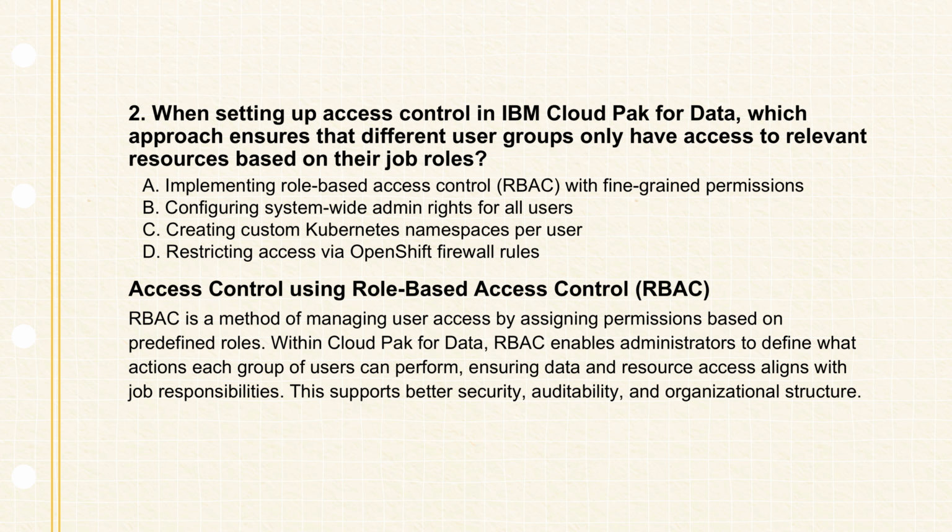Okay. Question 2 moves to access control, security. Always important. Scenario: you're setting up security in Cloud Pak for Data. The question, what's the best way to ensure different user groups only access resources relevant to their jobs? All right, options. A, implement RBAC, role-based access control, with fine-grained permissions. B, give everyone admin rights. C, create custom Kubernetes namespaces for each user. Or D, use OpenShift firewall rules.